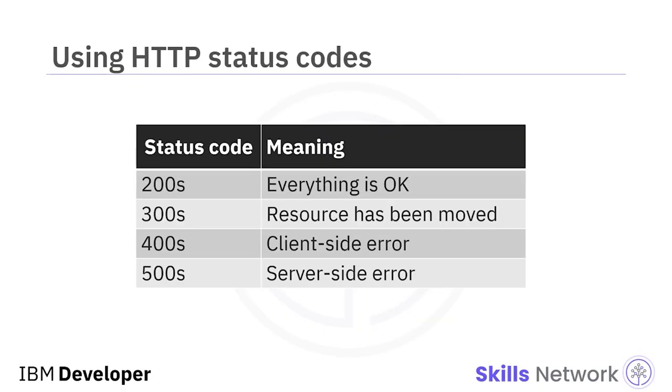Also, be sure to use HTTP status codes correctly. A 200s code means everything is okay. A 300s code means the resource has been moved. A code in the 400s means there has been a client-side error. And a number in the 500s means something went wrong on the side of the API.